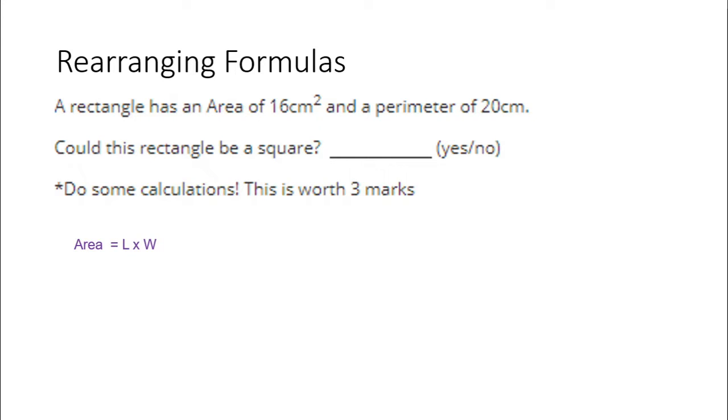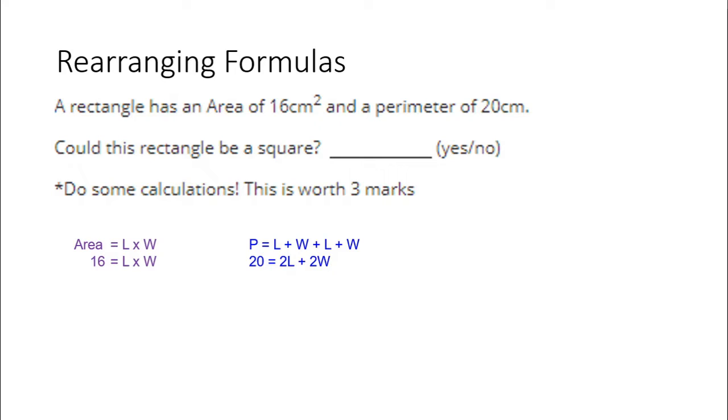The area of a rectangle is length times width. So if we're told that the area of the rectangle is 16 centimeters, that means that 16 is equal to length times width. Whereas the perimeter is length plus width plus length plus width. Or if we simplify that, that's 2 lengths and 2 widths. Now, if we're told that the perimeter is 20 centimeters, we would have to say that 20 is equal to 2 lengths plus 2 widths.